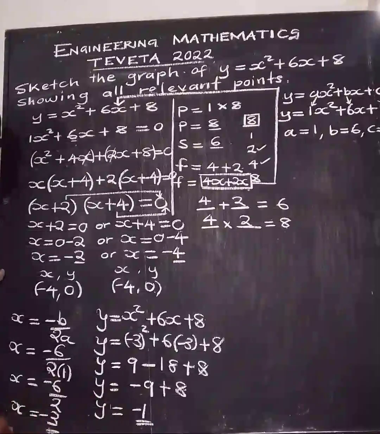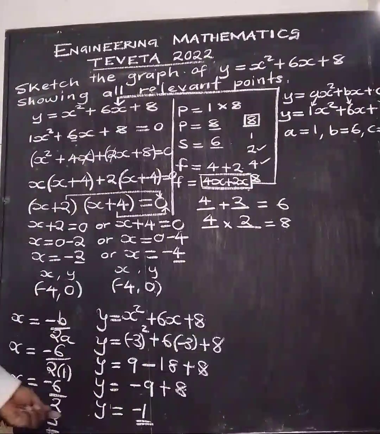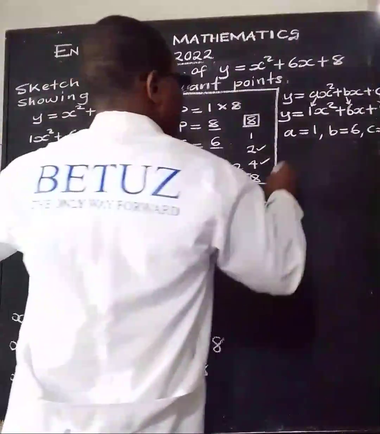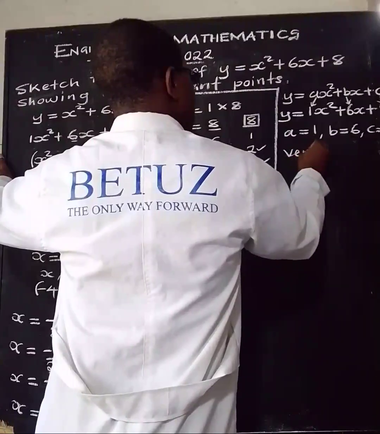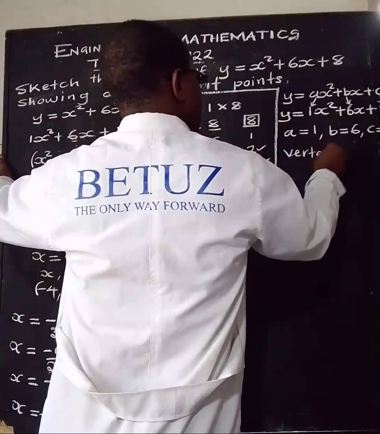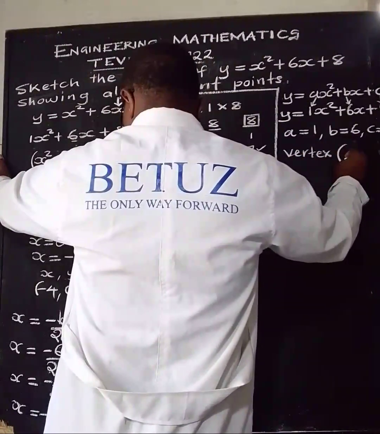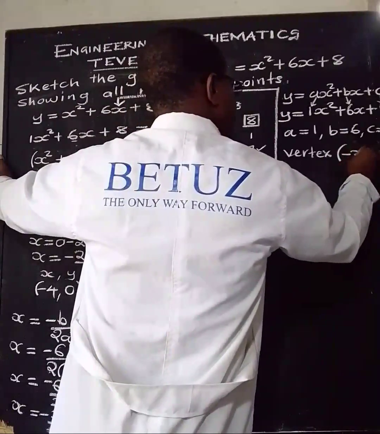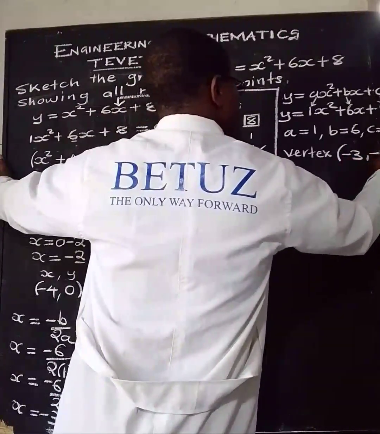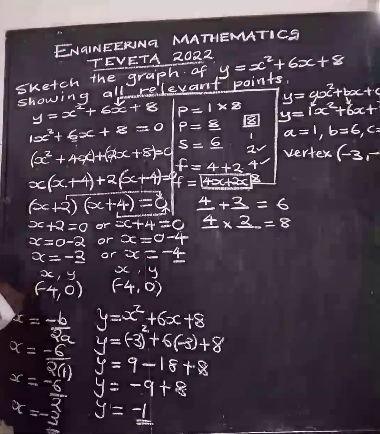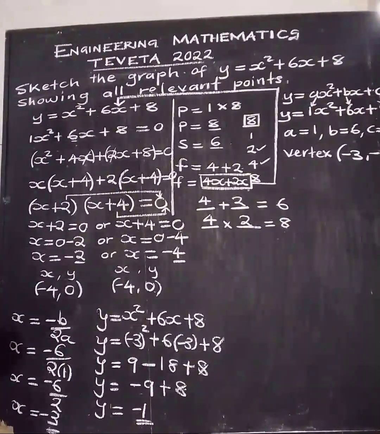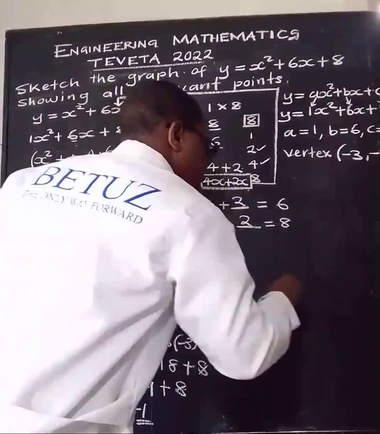So this is the turning point value of what? Y. Okay, so the coordinates of the turning point, or the vertex, are what? Negative 3, comma, negative 1. Okay, so having this information, guys, we can now come up with the graph.